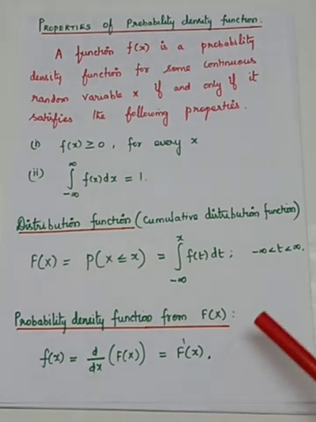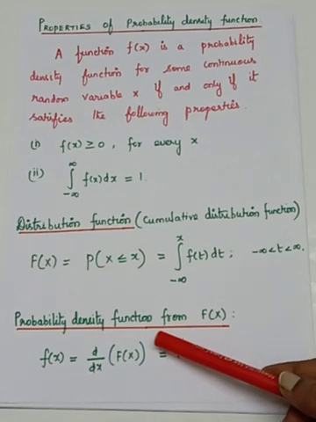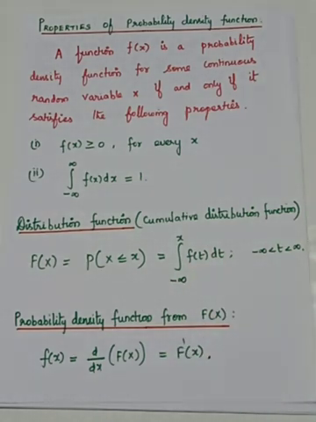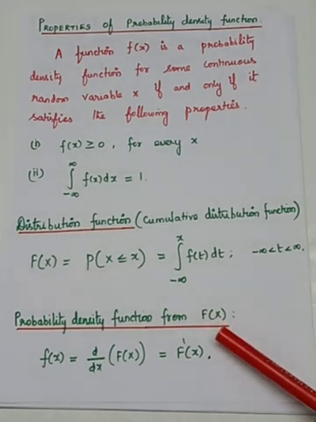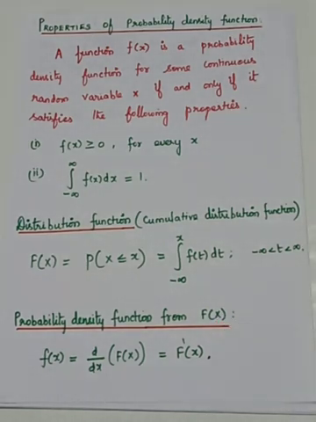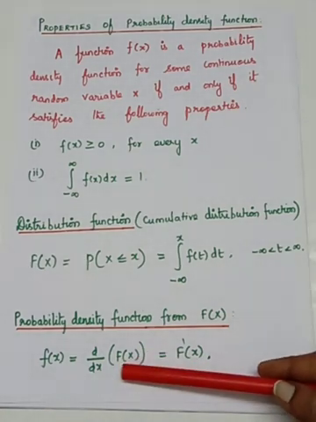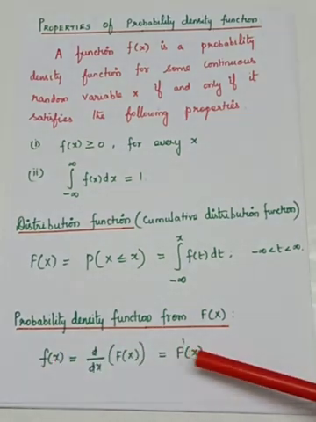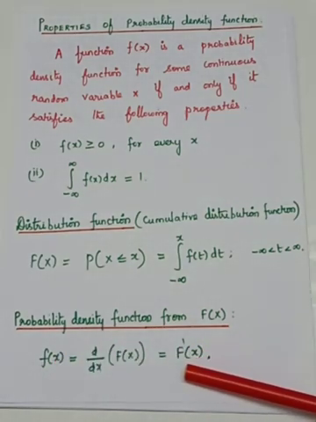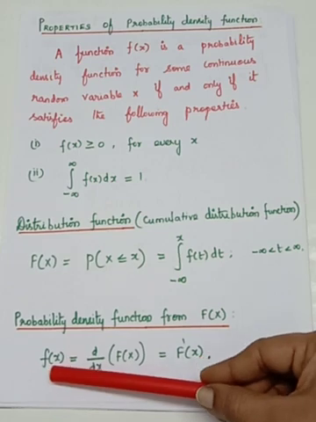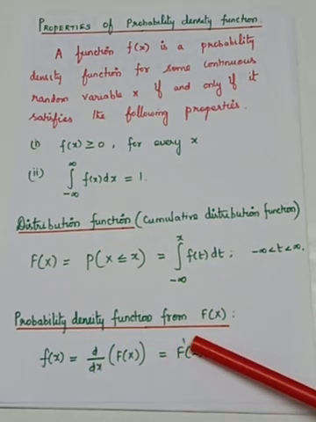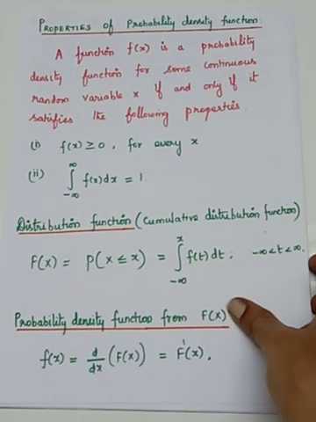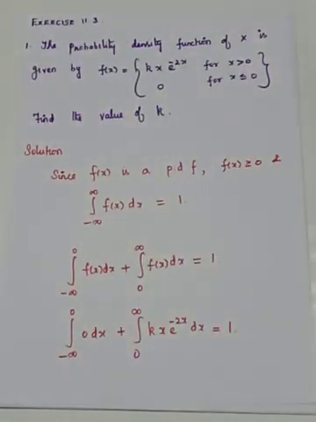Next, we have to find the probability density function. The probability density function is small f of x, and if you want to find it from the cumulative distribution function, capital F of x, you have to differentiate the cumulative distribution function. So small f of x is equal to the derivative of capital F of x. Using these we are going to do the problems.